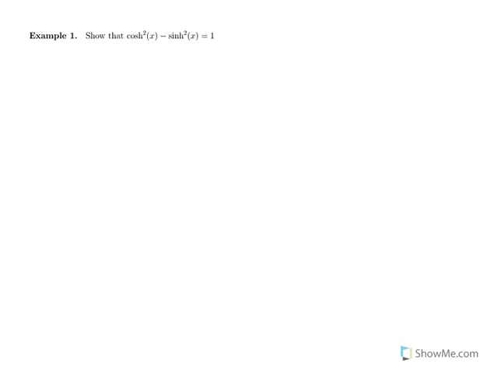So first, let's talk about cosh squared. We're going to write that as (e to the x plus e to the negative x over 2) quantity squared. And then sinh squared is going to be (e to the x minus e to the negative x over 2) squared. We're going to show this is equal to 1.